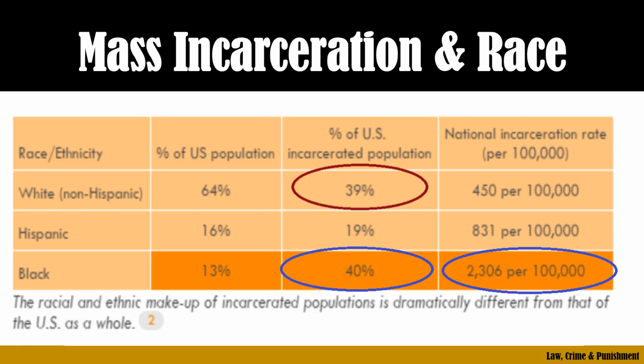On the middle column, I'm sorry. On the right-hand side, we can see the incarceration rates, which tell the true and full story here. While the incarceration rate for white people is about 450 per 100,000, the rate for black people is almost 6 times higher, over 2,300 black people behind bars per 100,000.